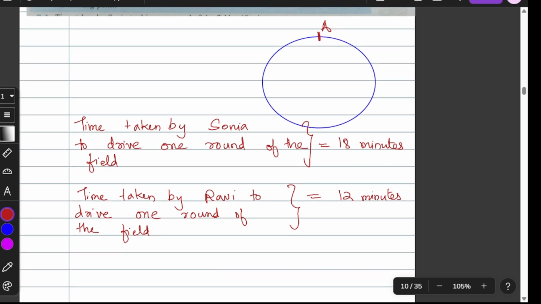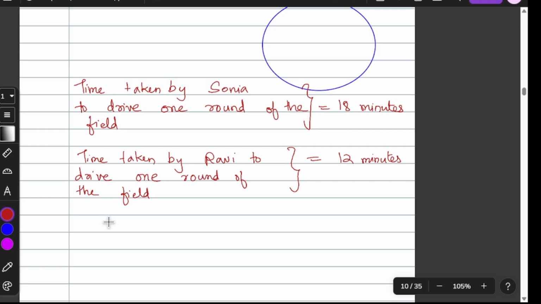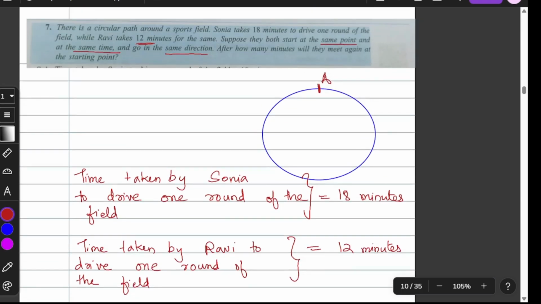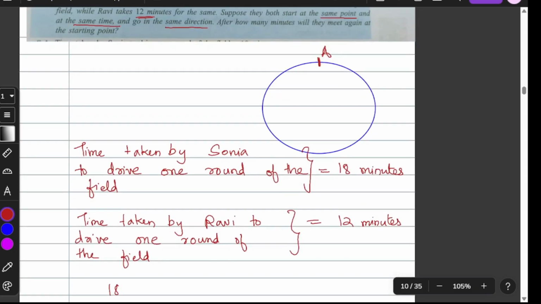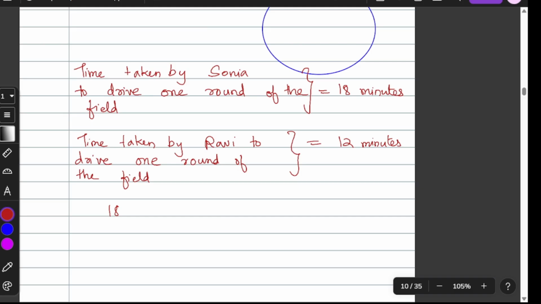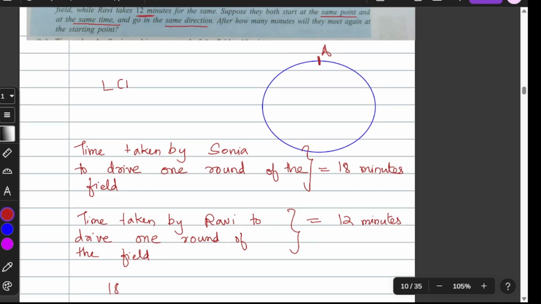Okay. So they are asking after how many minutes they meet at the starting point. So they are asking us the least time taken for them to meet, right? Meaning the minimum time in which they meet each other, right? So what we have to find here is the LCM of these two numbers. LCM of 18 and 12, and we will get the time at which they will meet each other.